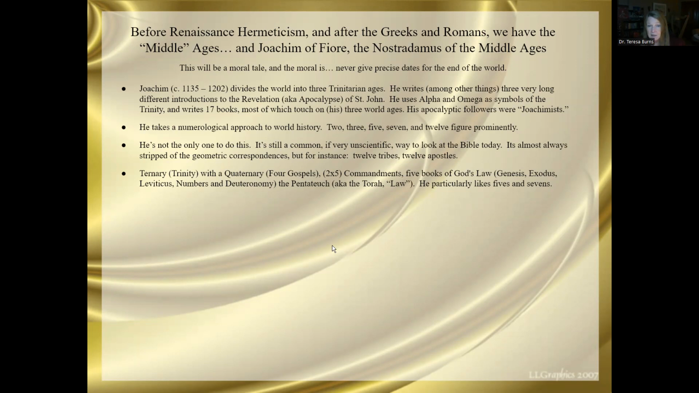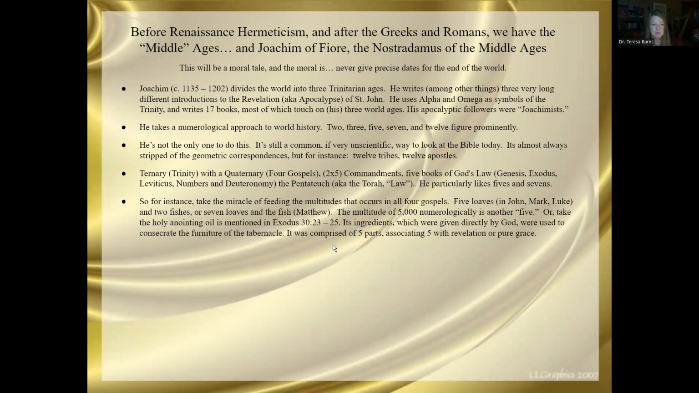Joachim, like D, is going to really like 5s and 7s. Think of the seal of Ammon with D, for example. Let's give some examples from the Bible that might make you think that the numbers are important numerologically rather than just as literal descriptions. Though Joachim is going to fall into the trap of literalism, as I'll show you in a minute. So in all 4 Gospels, you have this story of the feeding of the multitudes. You may remember it from Sunday school if you're from a Christian tradition.